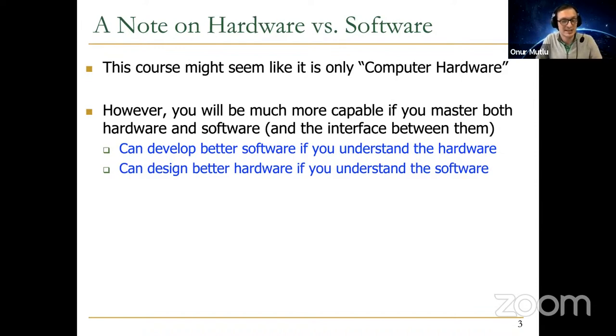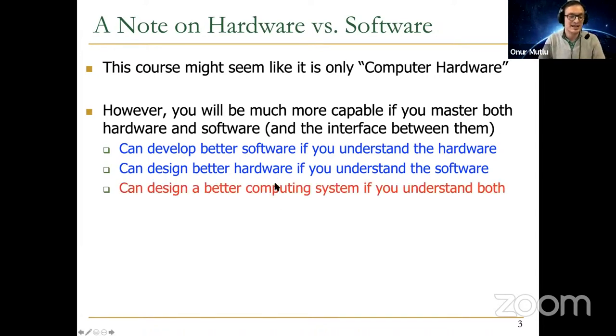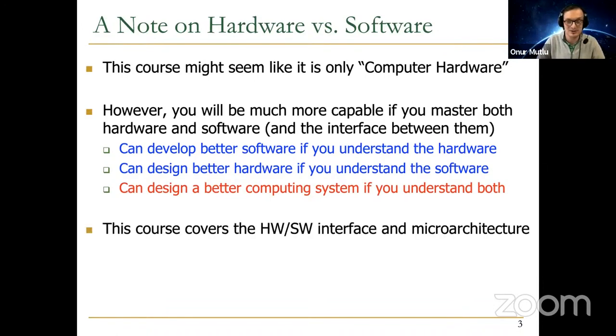It cuts both ways. If you don't care about what's going on up in the software world, let's say, you may actually design some hardware that's essentially useless. And you basically waste a lot of your lifetime and resources on designing something that no one is ever going to use. So I think it cuts across both ways. And in the end, you can design a much better computing system if you understand both, as we have seen in the earlier examples also.